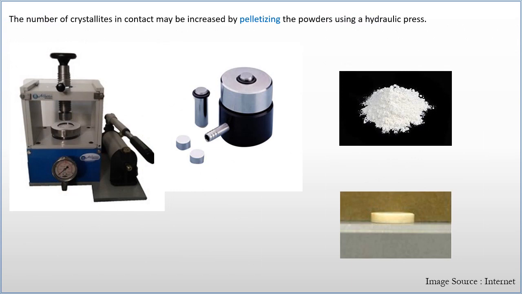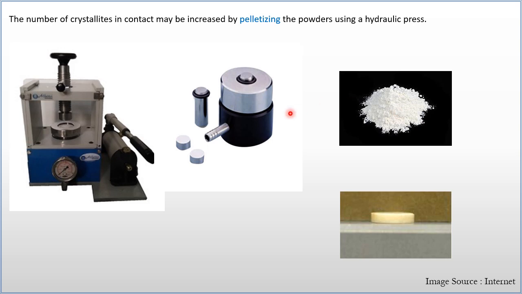So to ensure that there is a close contact between the reactants, so that an interface could be formed and reaction could take place at the elevated temperature, sometimes it is required that we pelletize our reactants. So this is a typical pelletizing machine, sort of a hydraulic press, and this is called a die.